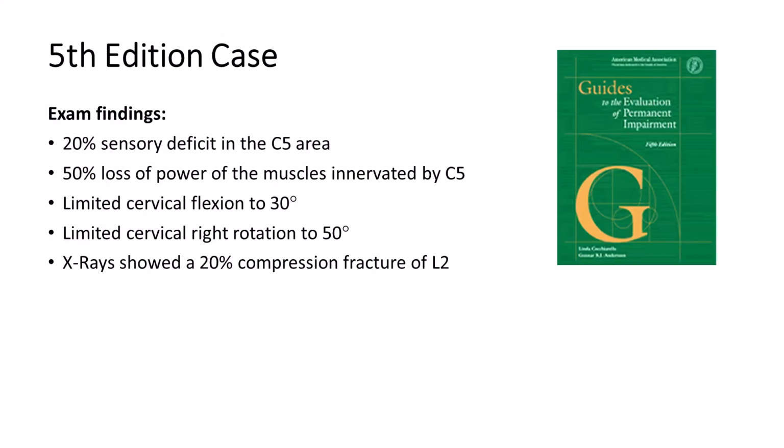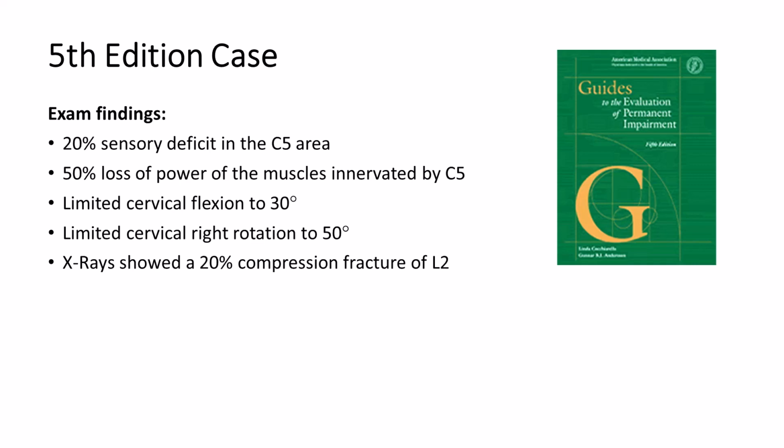For this example, our fictitious patient fell 30 feet and landed on his upper back. He complained of neck pain radiating down his right arm. 16 months later, after a maximum medical rehabilitation program and an optimal period for physiologic recovery, an examination disclosed a 20% sensory deficit in the C5 area and 50% loss of power of the muscles innervated by C5. The patient also had limited cervical flexion to 30 degrees and right rotation to 50 degrees. X-rays revealed a 20% compression fracture of L2.